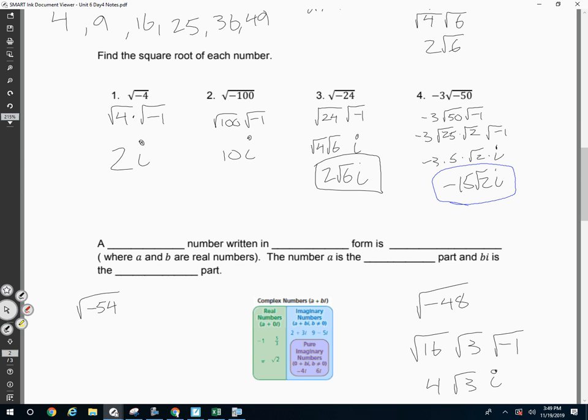What is the largest perfect square that goes into 54? 9 is correct. If we take 54 and divide by 9, we see that root 9 times root 6 times root negative 1 is the same as root negative 54. We will now be able to write this in simplified form, 3 root 6 times i.